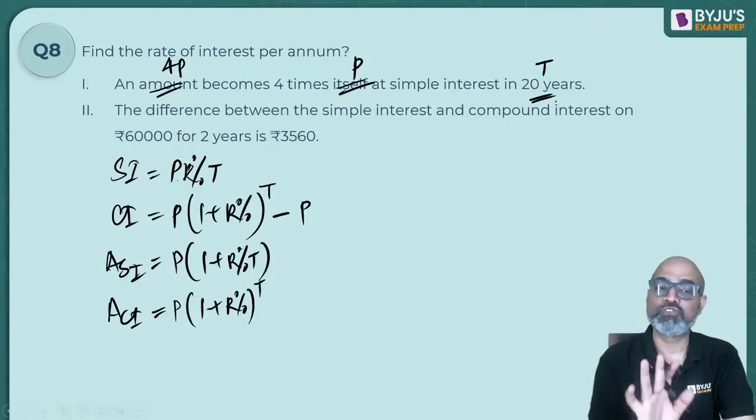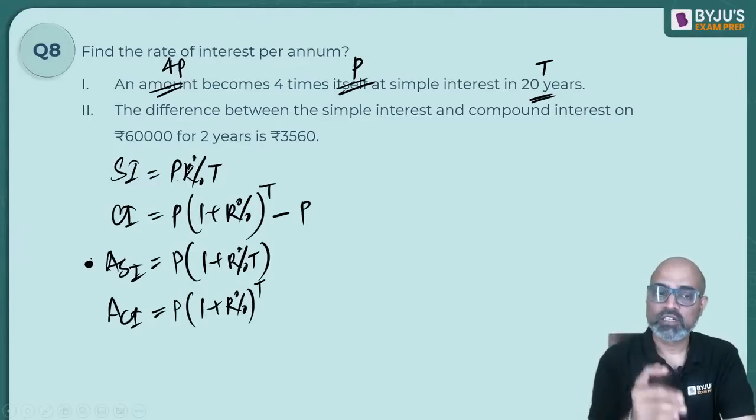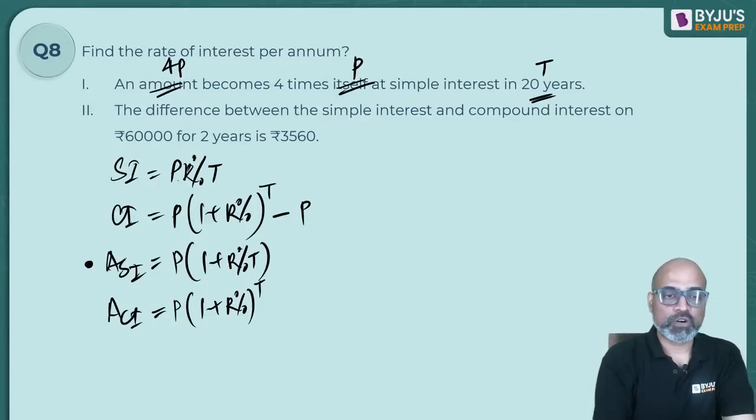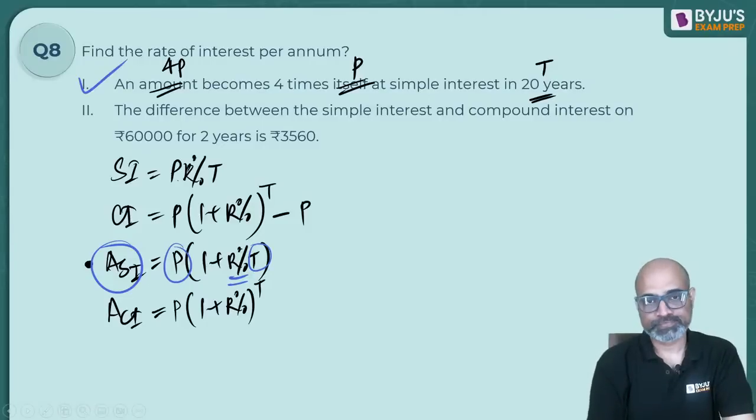Will I be able to figure out? The word amount is used, so we are talking about the third formula. Do we know what amount under simple interest is? Yes, it is given. Do you know what P is? Yes, it is given. Do we know what T is? Yes, it is given. Will we be able to solve it? Absolutely. Should we solve it? Absolutely not. There is no time to solve and then decide whether it is solvable. It is visible. We will be able to get it. So from the first you will get the answer.